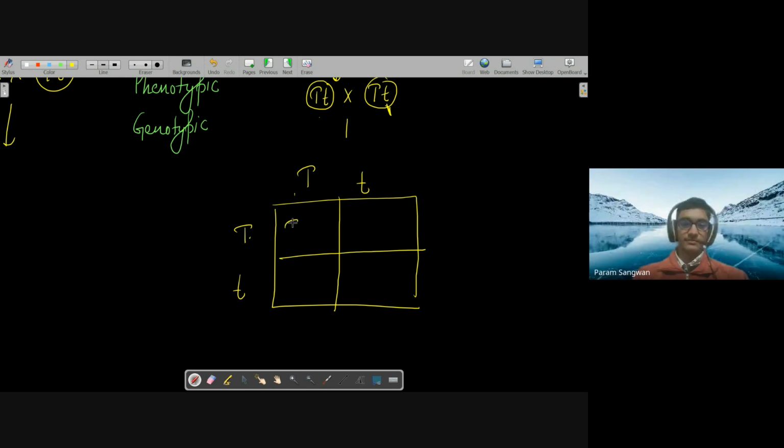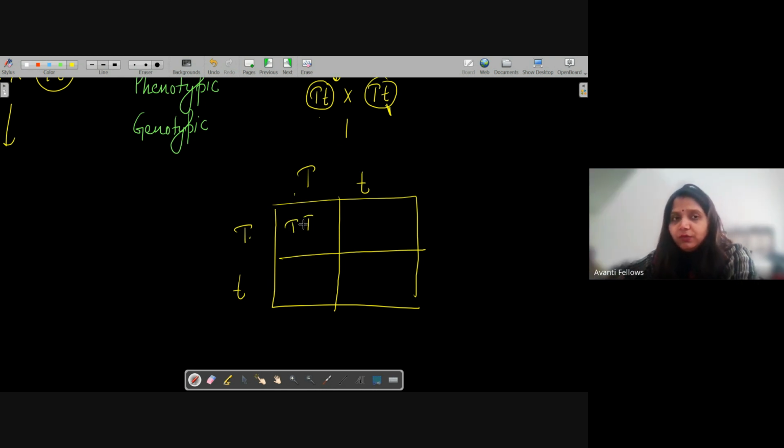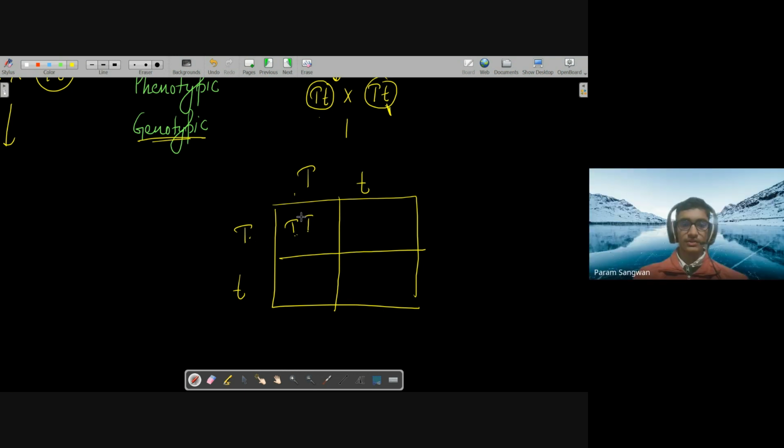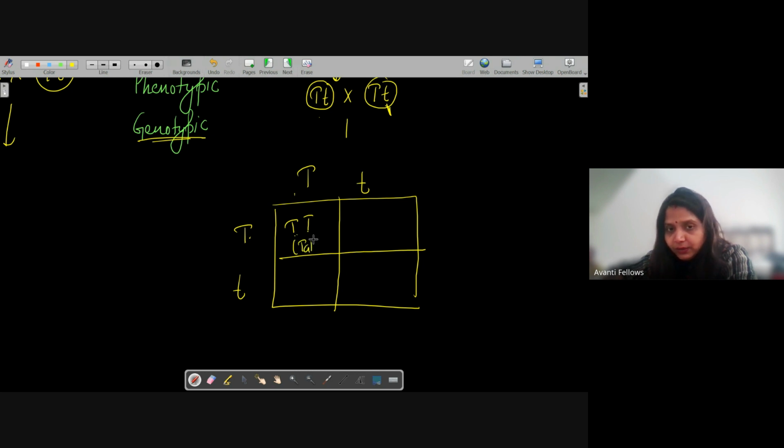Capital T. Yes, ma'am. Okay. Now what will be the phenotype of this? You can see the genotype here, because both are capital T. Genotypic character is the genetic character, the characters of the gene. So the genotypic character is capital T, capital T. What will be the phenotype of this? Physical appearance. How will the plant appear physically? Tall. Okay, this will be the tall one.